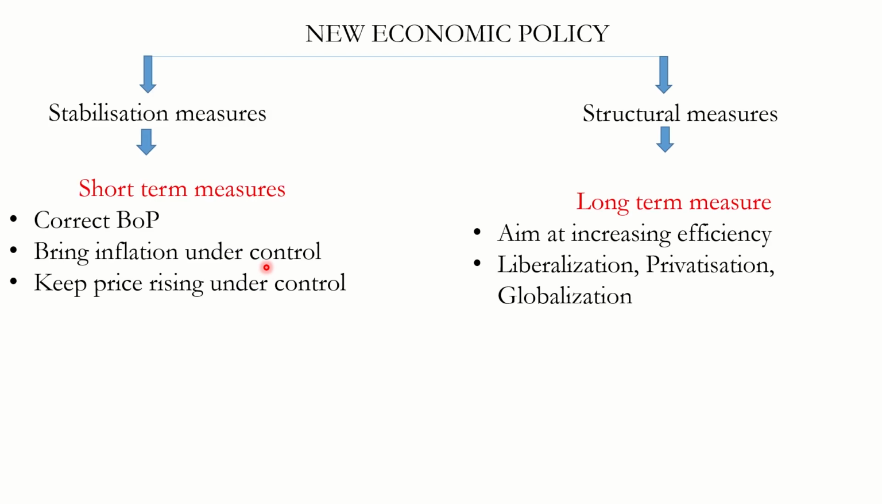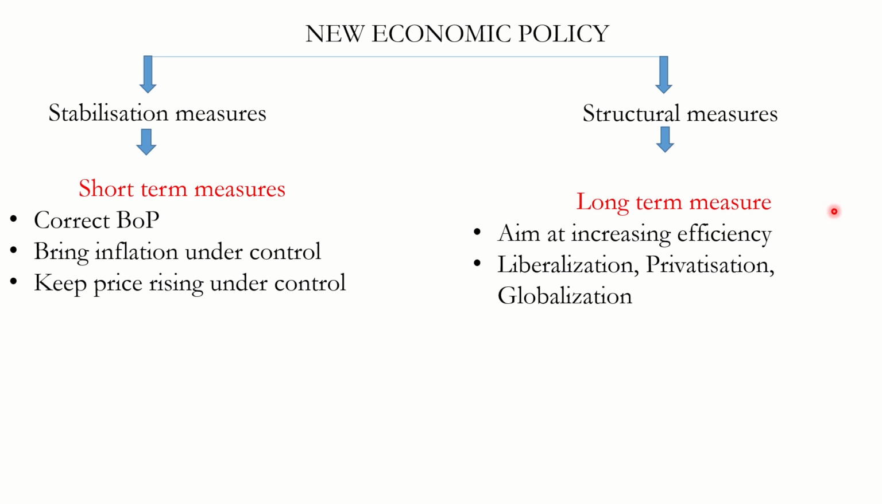The government did it in two ways. One is known as short-term measures and the other is known as long-term measures. Short-term measures have another name: stabilization measures. After accepting the NEP, that is the new economic policies, the government tried to solve the problems which could be solved in a short period of time. These are correction of the balance of payment, bringing inflation under control, and keeping price rises under control. So these come under stabilization measures.